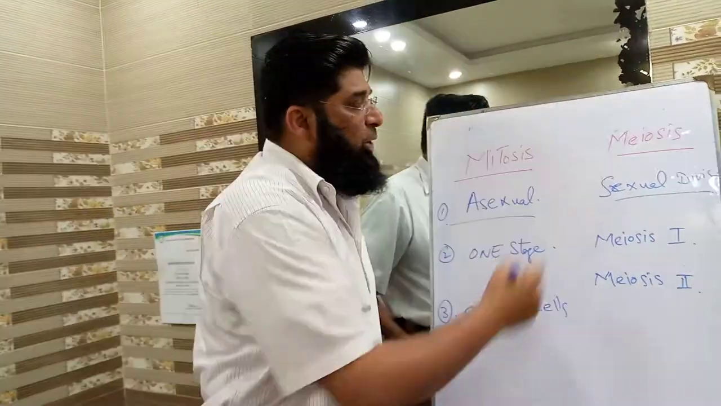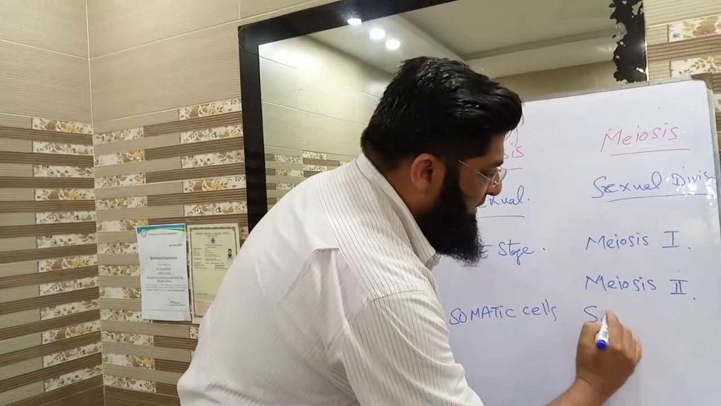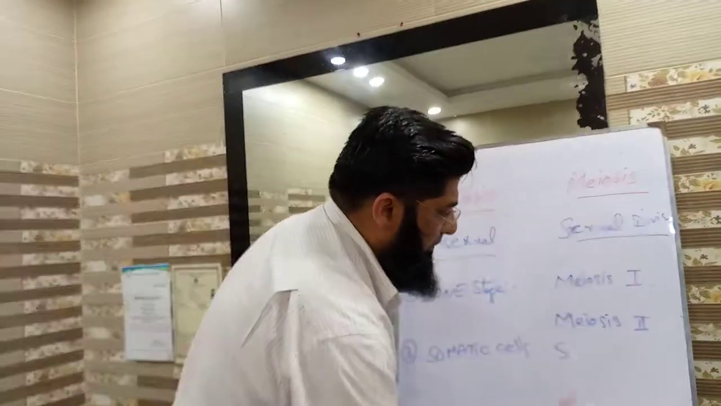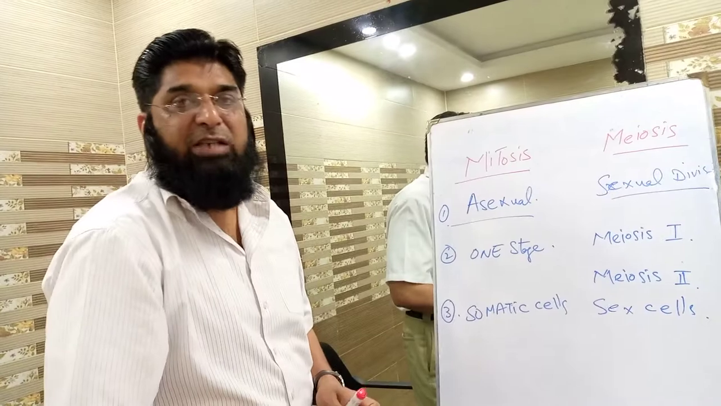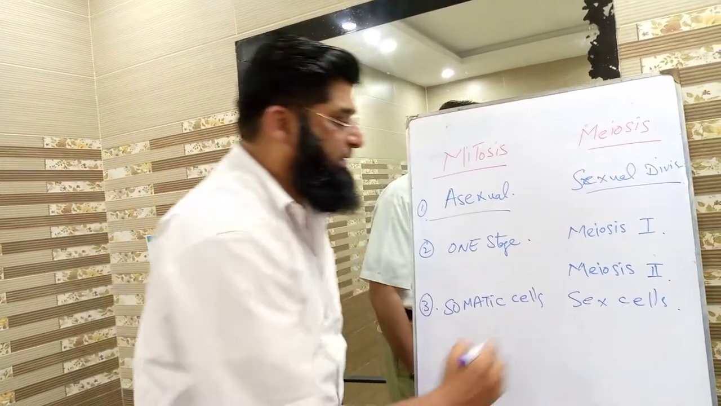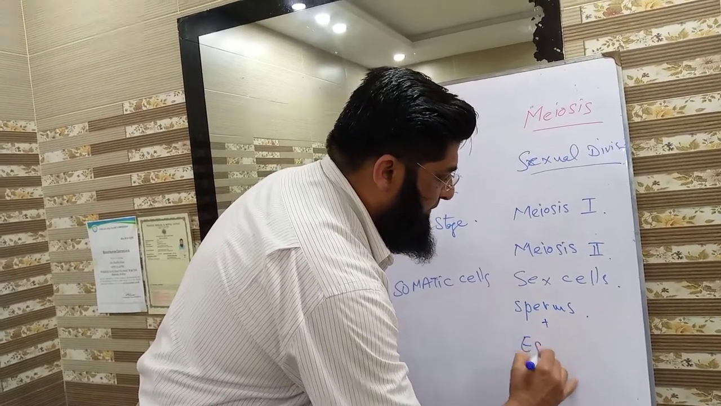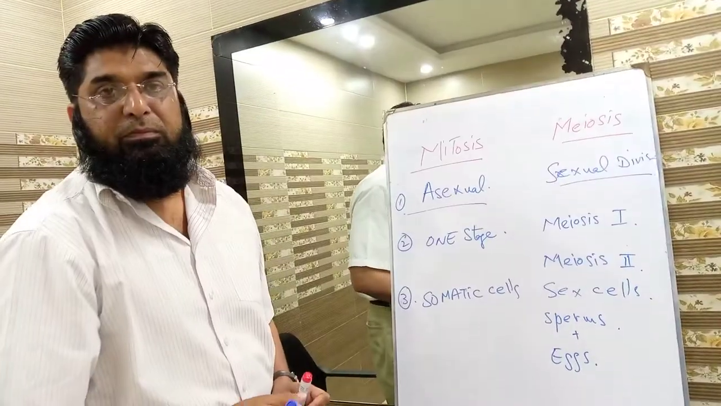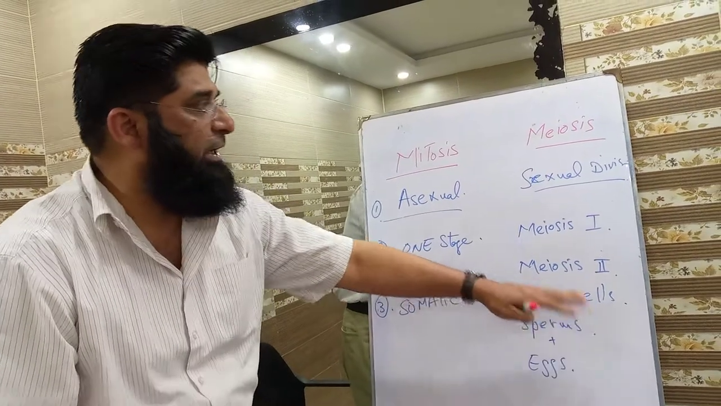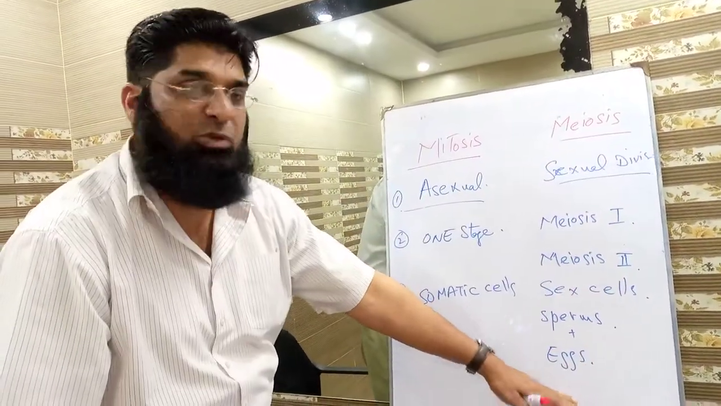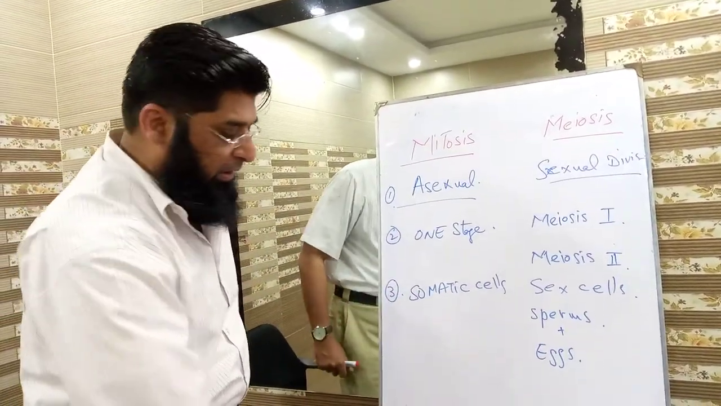Okay, now meiosis. Students, meiosis occurs only in sex cells. Which are sex cells? Male and female sex cells, sperms and eggs. Okay? That's why we have designated that meiosis occurs in sex cells only, and mitosis occurs in all the other somatic cells. Clear?